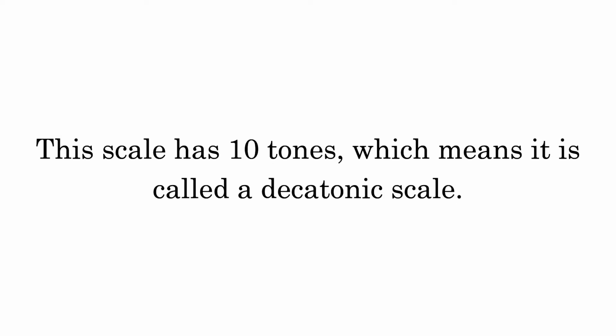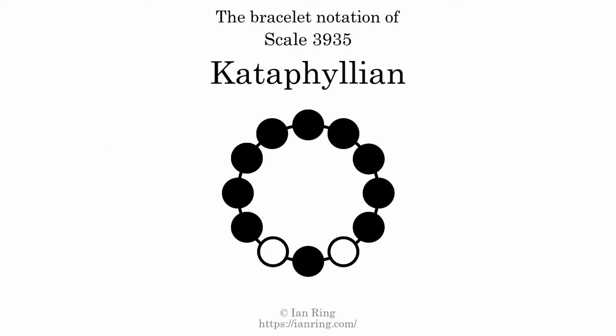This scale has 10 tones, which means it is called a decatonic scale. This is a bracelet notation diagram of scale 3935. The shaded circles represent tones that appear in the scale, and they are read clockwise, starting at the top.